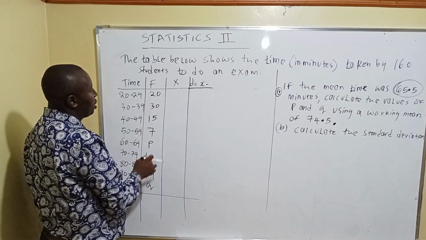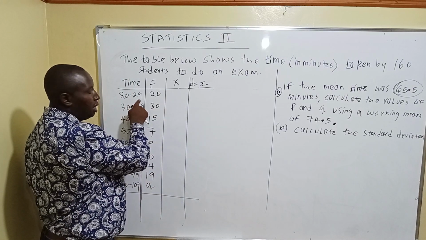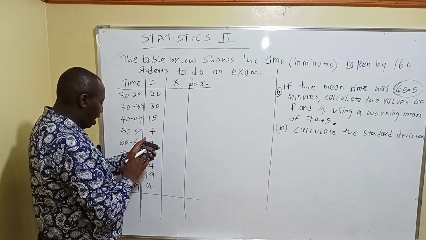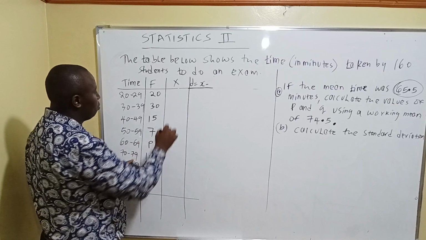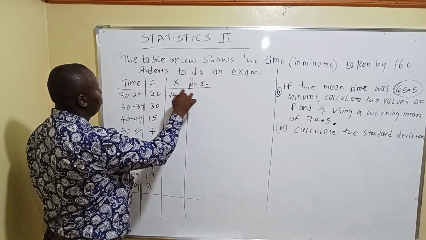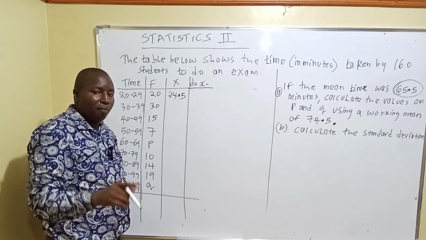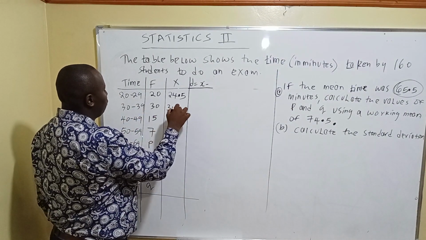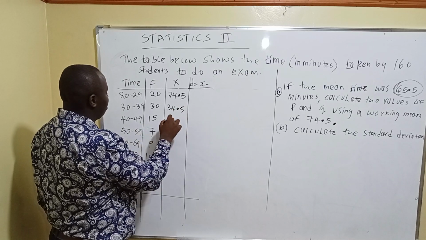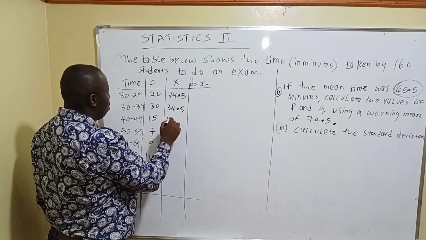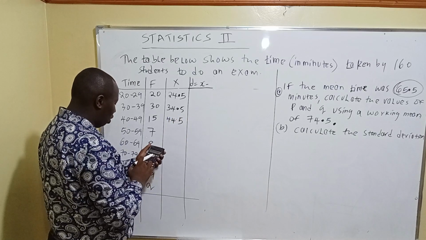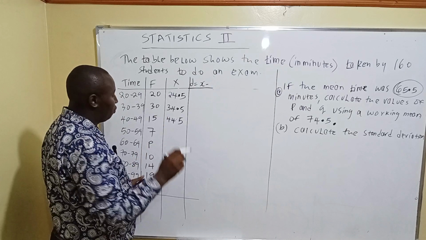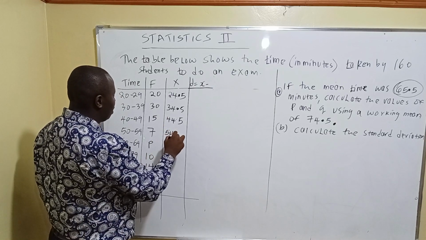X, this one is a midpoint. The midpoint between 20 and 29: 20 plus 29 divided by 2. 20 plus 29, you get 49 divided by 2, you get 24.5. That plus 39, 69 divided by 2, 34.5. This next one is 44.5. That is 40 plus 49, that is 89 divided by 2. You get 44.5. This is 54.5.